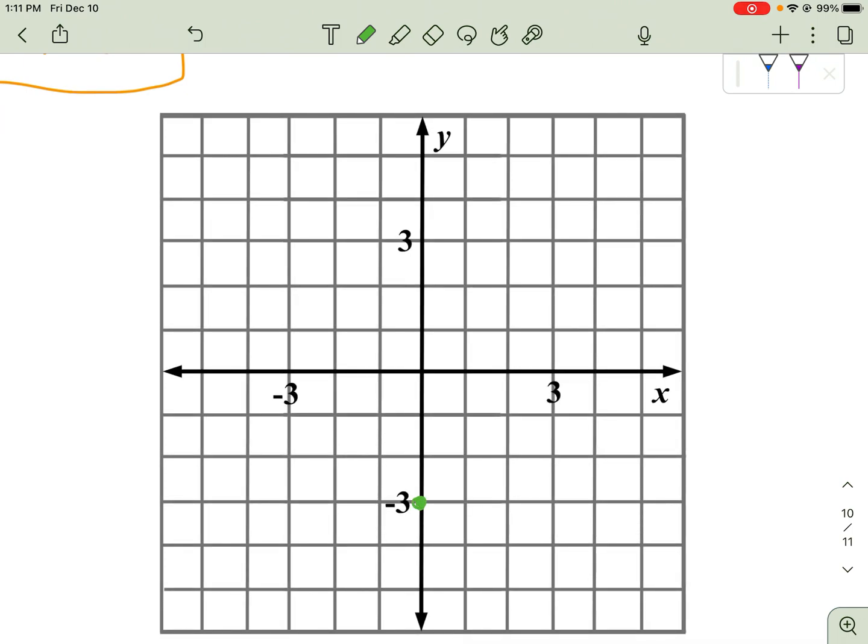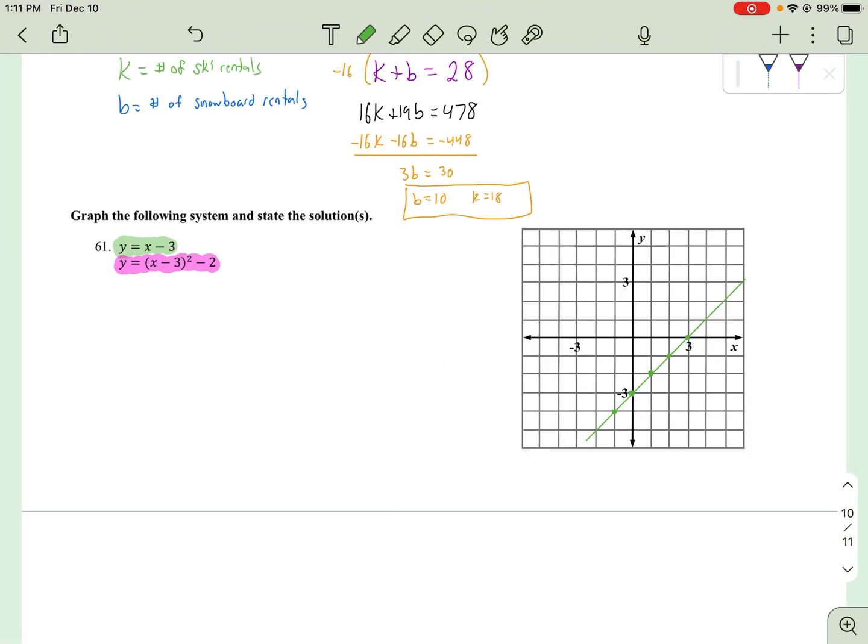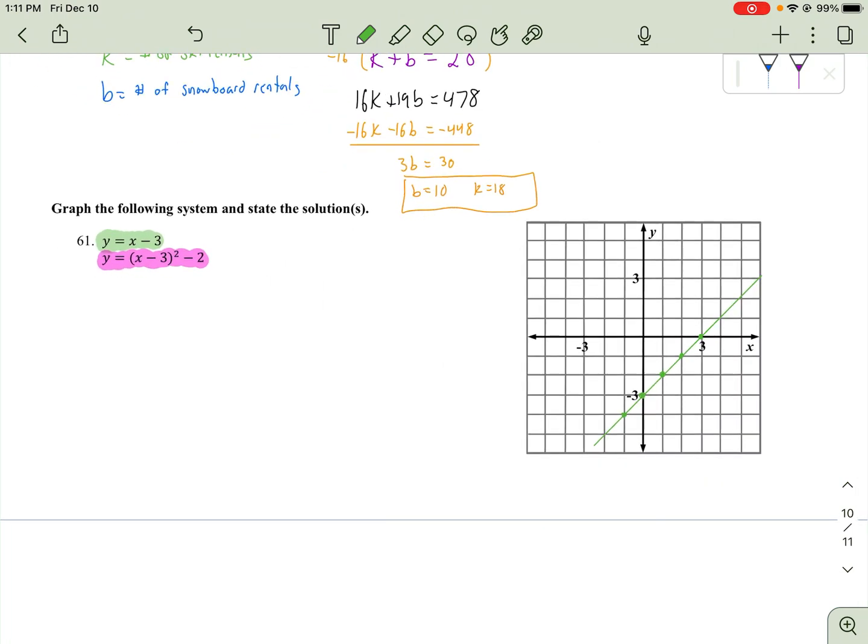So right here, and we have a slope of 1, so up 1 over 1, up 1 over 1, up 1 over 1, or you can go down 1, left 1, like in the other direction. And so that graph looks something like that. Now we got to graph this parabola and try to find where it crosses the line.